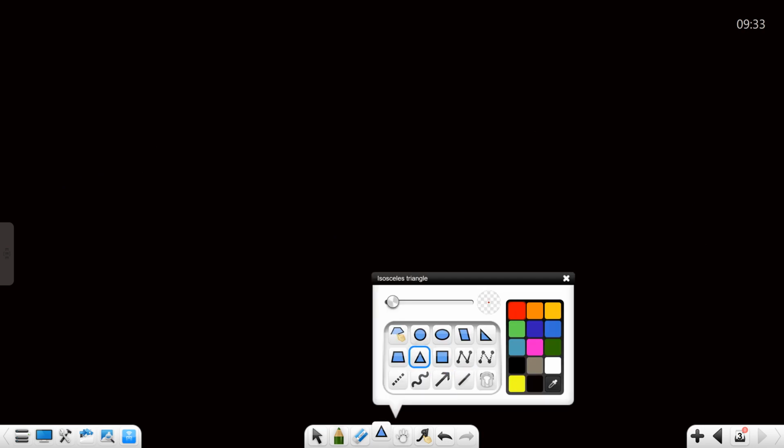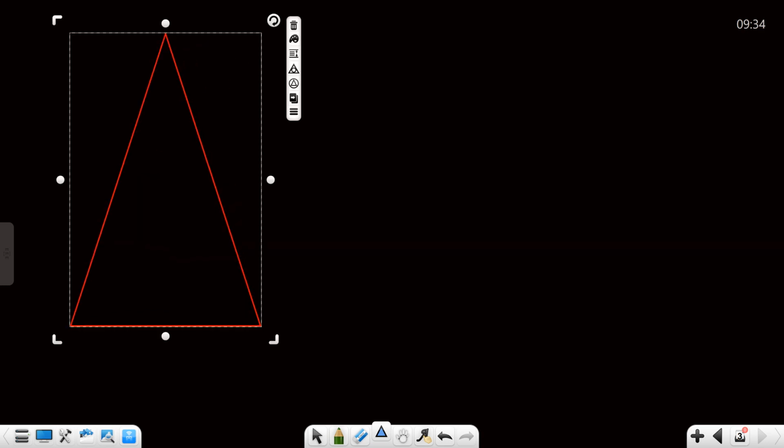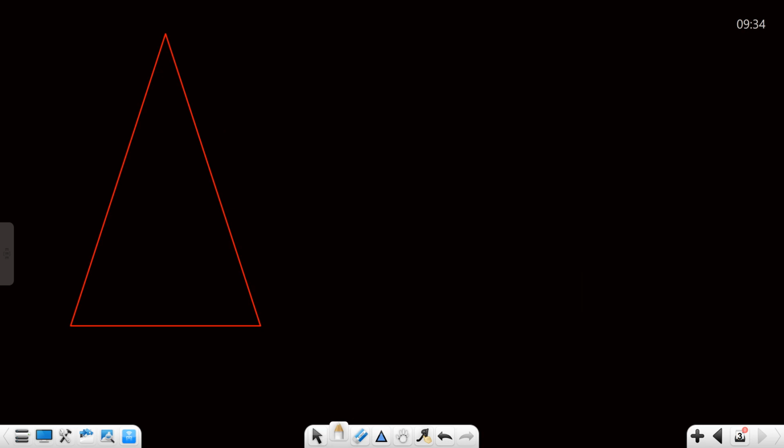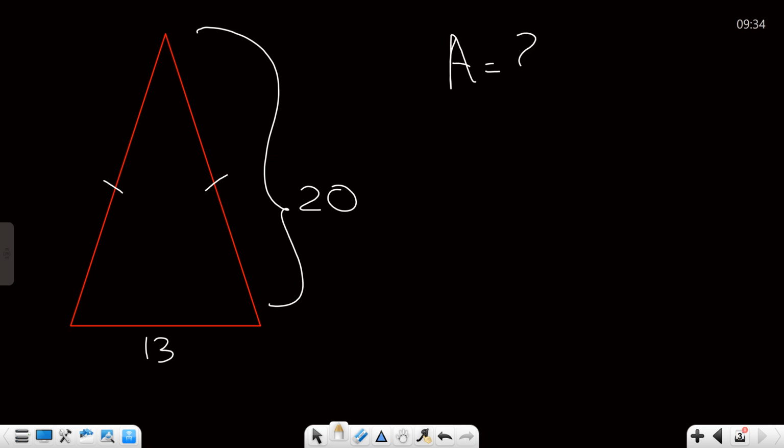Let's see. Let's draw this. Ooh, it's red. Let's make this 13. We're going to make it isosceles, and we're going to make this leg 20. I would like to know the area. Oh, we'll make these centimeters. Go. By the way, it's not 1/2 13 times 20. Just cutting that off right now.